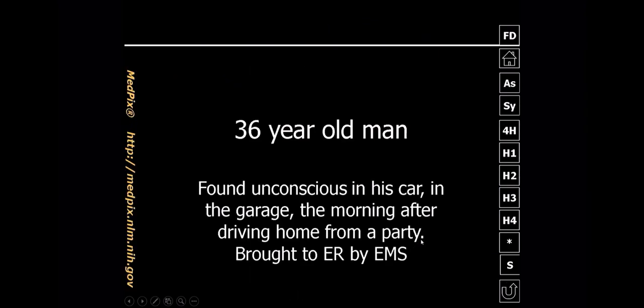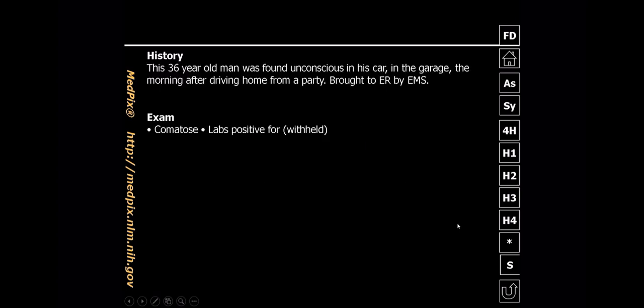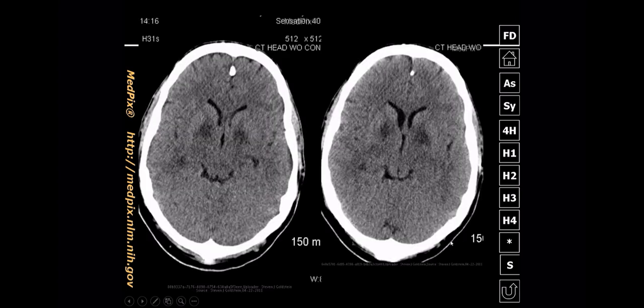So if we think about intoxicants, let me show you a couple of cases in that ballpark. 36-year-old man unconscious in his car in the garage the morning after driving home from a party. He was brought to the ER by emergency medical services. So here are two of the CT scans that were done in the screening intake. I hope you see that they're both abnormal, that they have multiple lesions. The lesions are bilaterally symmetric. They're involving the deep gray matter, the medial portion of the lenticular nucleus, which is the globus pallidus.